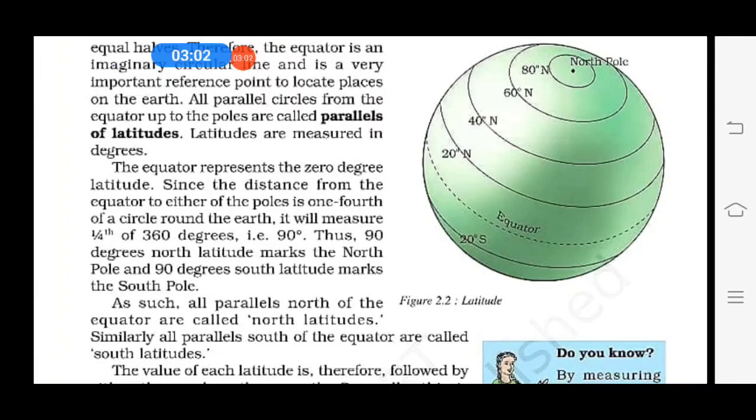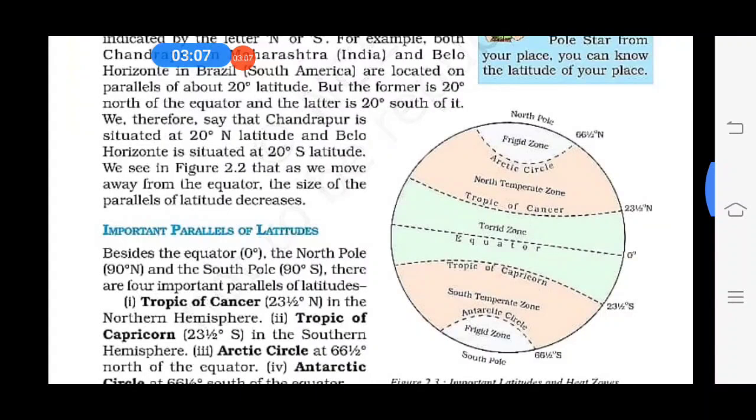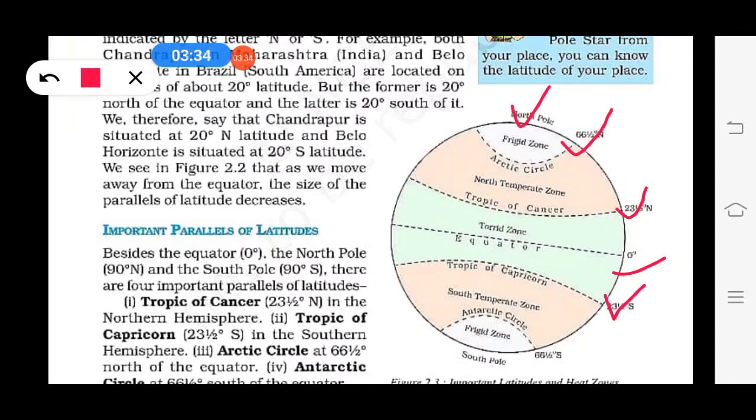Now some important parallels of latitude. Equator is 0 degree. Tropic of Cancer 23.5 degree north. Then Arctic Circle 66 and half degree north. Then North Pole 90 degree north. All these lines are in northern hemisphere. Then Tropic of Capricorn 23 and half degree south. Then Antarctic Circle 66 and half degree south, and South Pole 90 degree south. All these lines are in southern hemisphere.